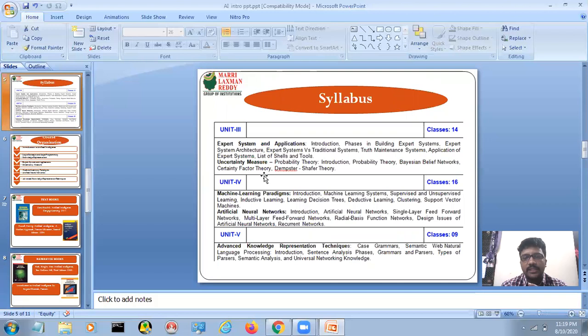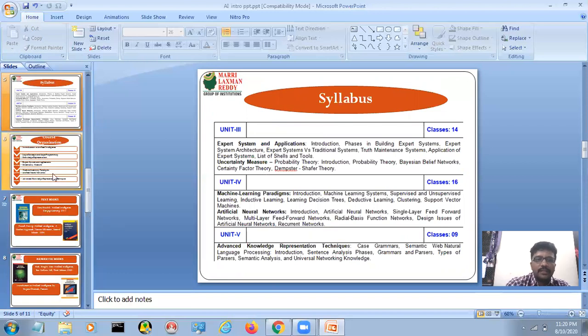Unit 4 will deal with machine learning paradigms, where you can learn supervised, unsupervised, and semi-supervised learning mechanisms, where the system is able to understand the data, and we can apply different classification algorithms like clustering, support vector machine, and so on. And applying artificial neural networks in the next chapter. Coming to Unit 5, the student can understand advanced knowledge representation techniques, case grammars and case studies, analysis phases, grammars, parsers, types of parsers, and some universal networking knowledge.